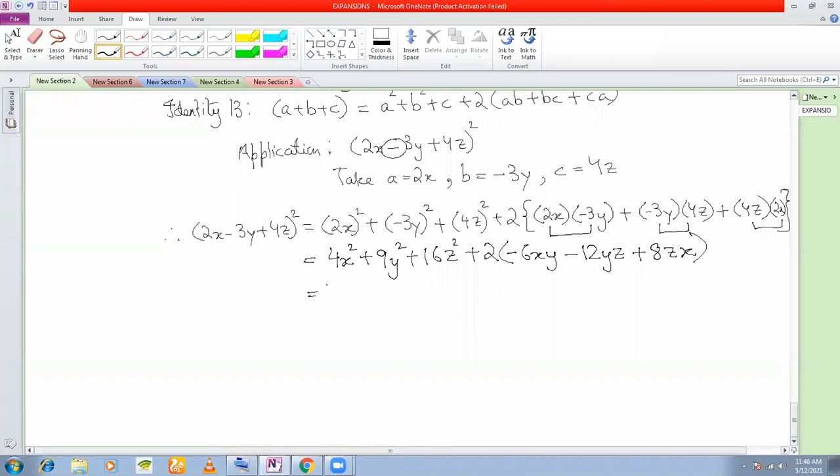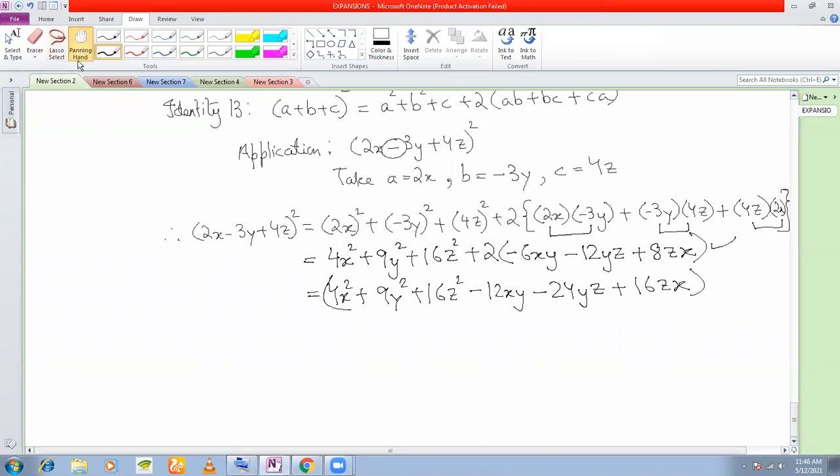If you want, you can multiply all this also. 4x square plus 9y square plus 16z square. You can multiply all this with 2. So you get minus 12xy minus 24yz plus 16zx. Okay, so even if you keep your answer here, it's no problem. So this was one application of (a + b + c) whole square.